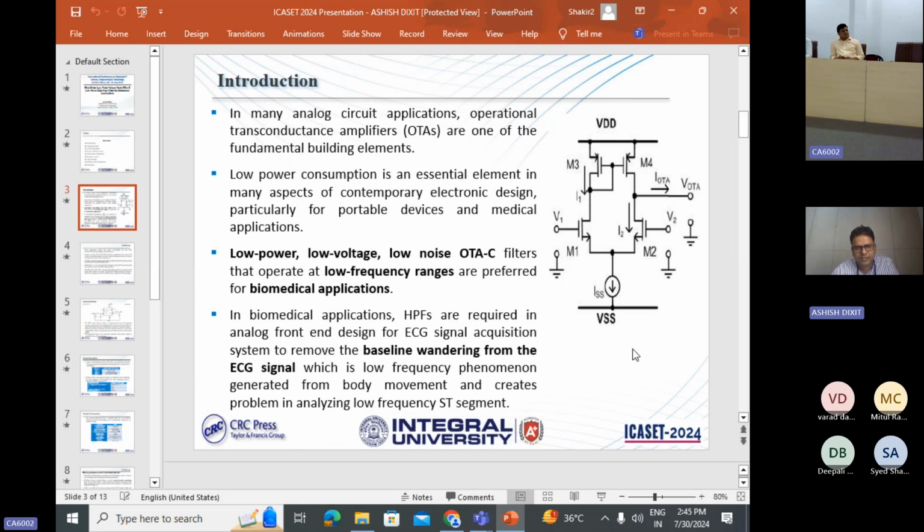In biomedical applications, high-pass filters are required in analog front-end design for ECG signal acquisition systems to remove the baseline wandering from the ECG signal, which is a very low frequency phenomenon generated from body movements and creates problems in analyzing low frequency ECG tests. Next, please.